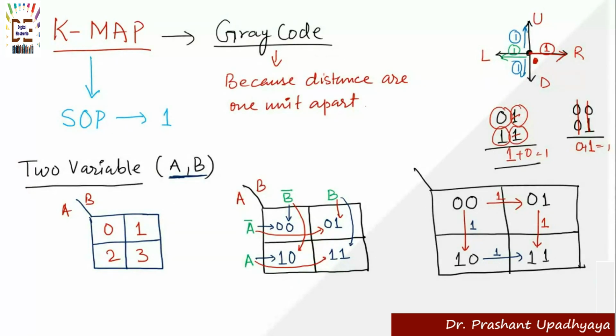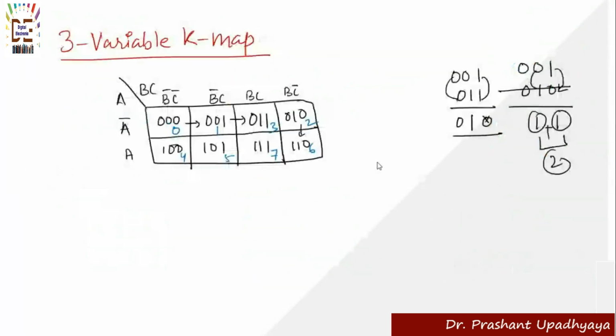I have also told you that the nomenclature we are using in the K-map is based on a Gray code, because the distance is 1 unit apart whenever you are moving from one block to another block. Therefore, when you are numbering a K-map, you get a unique numbering. This was the 2 variable K-map I showed you, and this was the 3 variable K-map. We will continue from this.